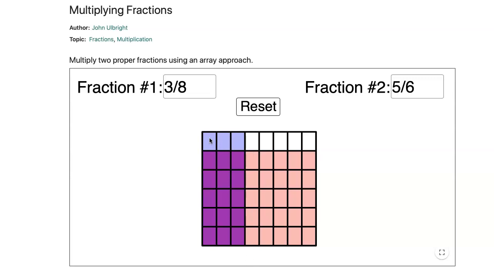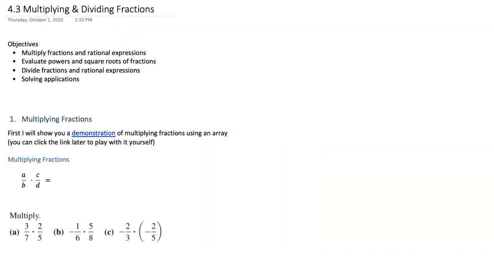You can see that now there are 8 by 6, so there's 48 sections here, which is the common denominator of 8 and 6. When you multiply them, what you're left with is this portion right here, which is 1, 2, 3 by 1, 2, 3, 4, 5. So there's 15 here. So when you multiply these together, you get 15/48. All right, so you might want to come look at this again later.